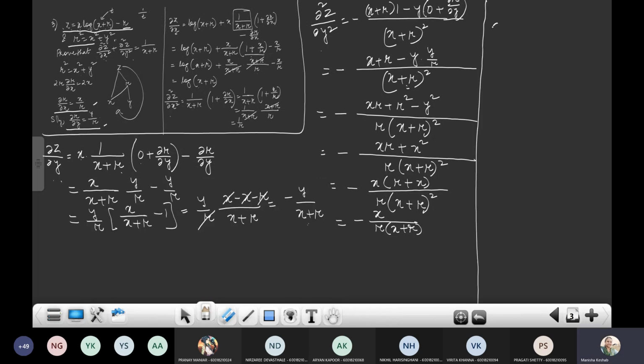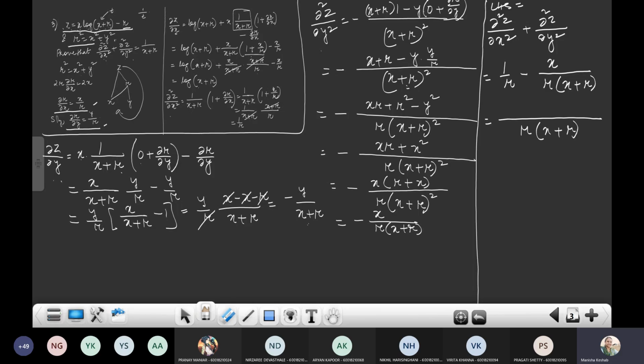Okay, so now coming to the left hand side, which is equal to del square z del x square plus del square z del y square, which is equal to 1 upon r minus x by r into x plus r. So now let us take common. So r into x plus r, take the LCM, and then here we will get x plus r minus x. So x and x gone, r and r gone. So we have 1 upon x plus r, which is equal to.